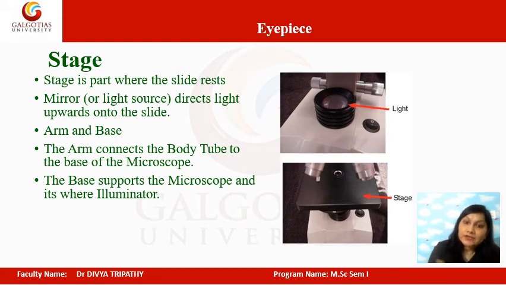On the stage you have to place your object. Above the object you will have your objective lens. So the objective of the mirror is to illuminate the object so that you can study your object using lenses. Another part is the arm and the base. The arm connects the body tube to the base of the microscope, and the base supports the microscope. It's where the illuminator is present. You can see on this stage that there is a switch. This is a switch to turn your microscope on and off, meaning working and non-working condition.